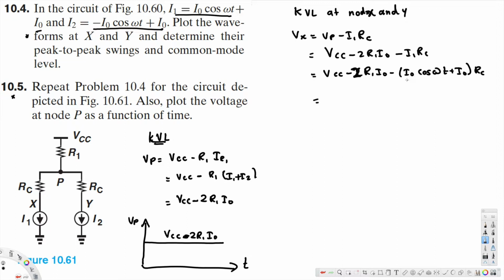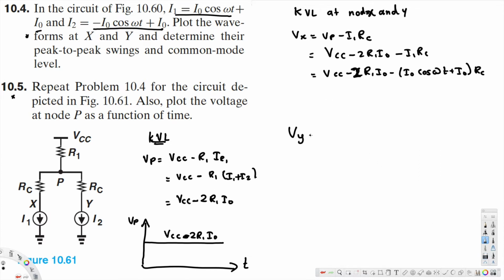Let's see whether we can take anything common. We have I naught cos omega t, and here we can take the I naught common for these two terms. So if you do that, this will become VCC minus 2R1 plus RC times I naught, plus minus I naught cos omega t RC. So let's leave this one like this. Let's simplify. That's enough for now.